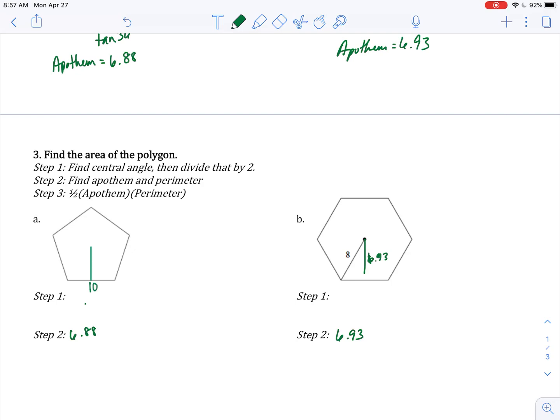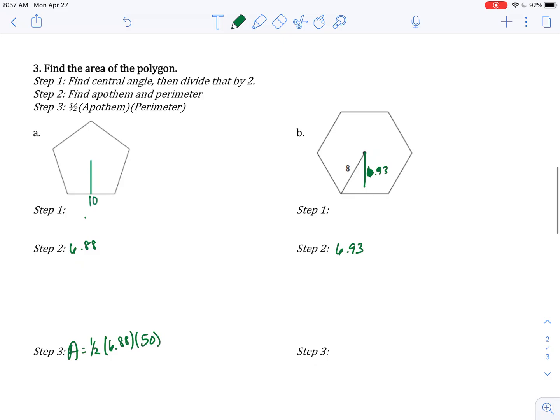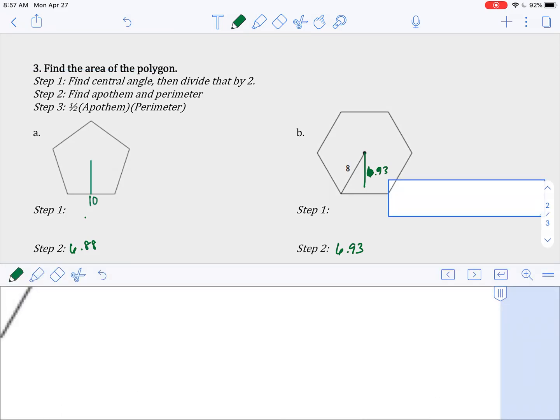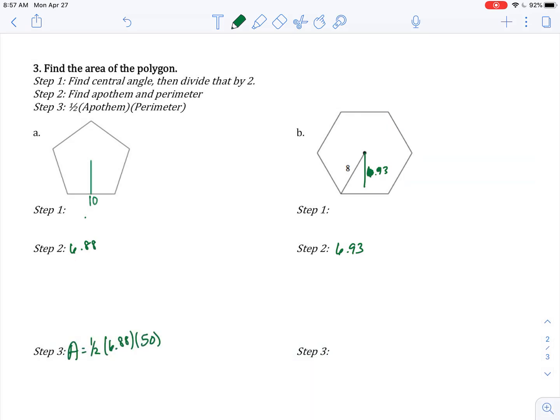And once we've got our apothem, 6.88, the apothem is 6.88, and the apothem is 6.93. Then we're going to find the area.